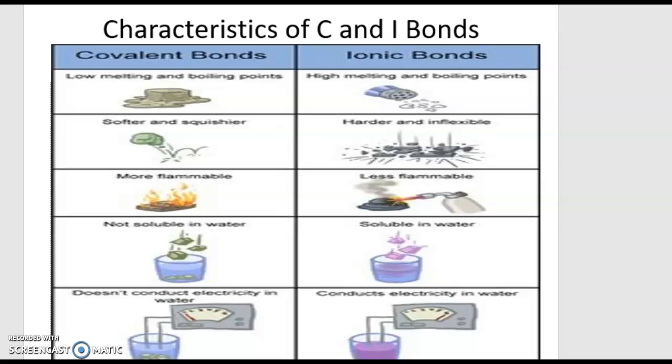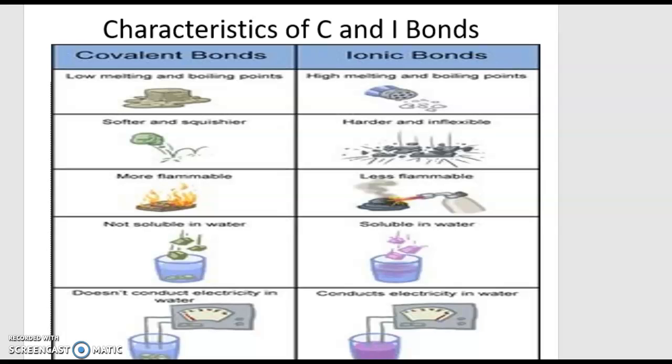Now let's look at the characteristics of covalent and ionic bonds. Remembering that covalent bonds occur between two nonmetals sharing electrons, and ionic bonds occur when a metal gives a valence electron to a nonmetal. So it's the actual transfer of electrons. Covalent is sharing, ionic is transferring.